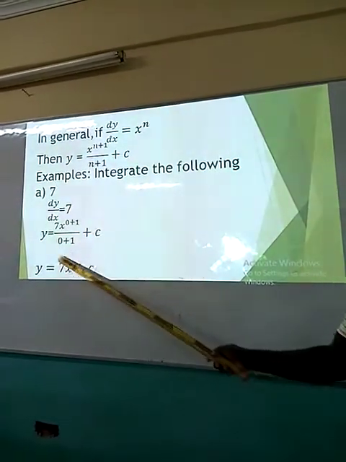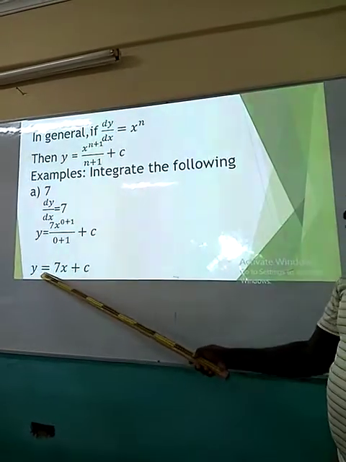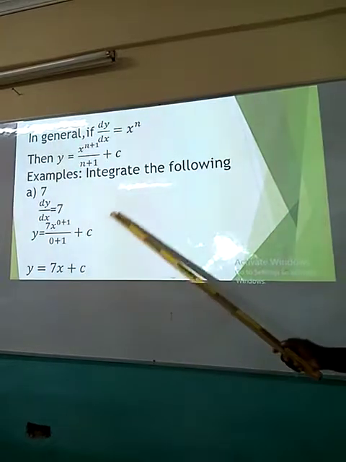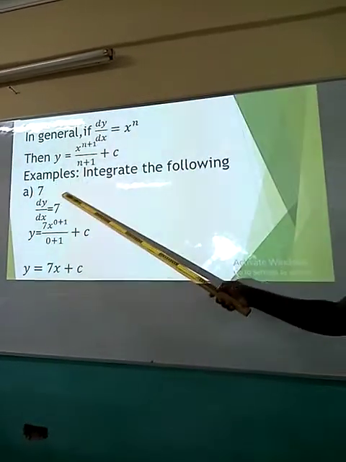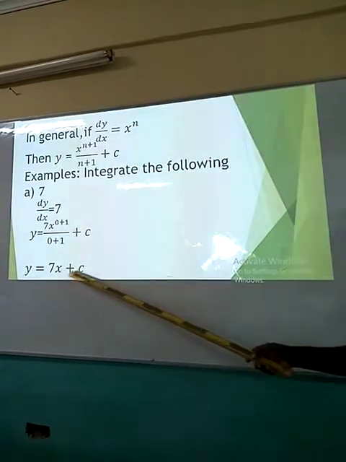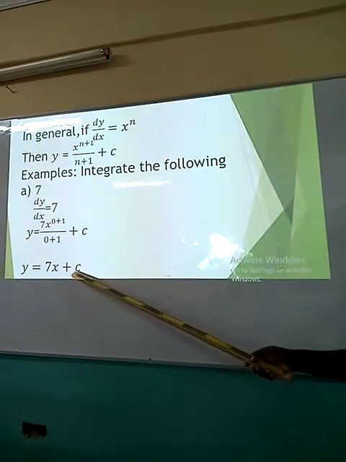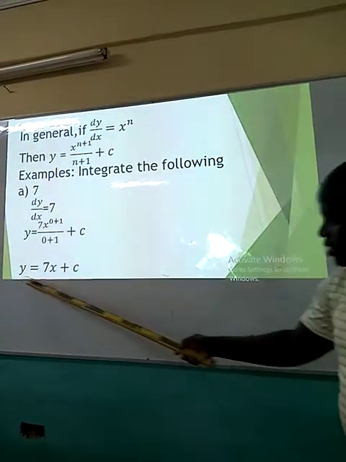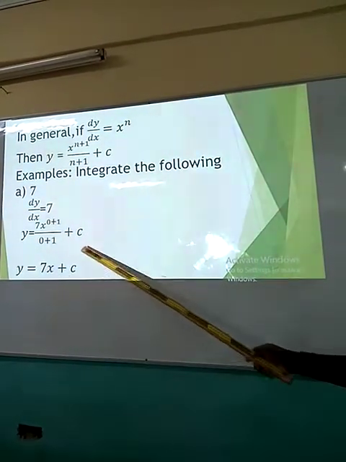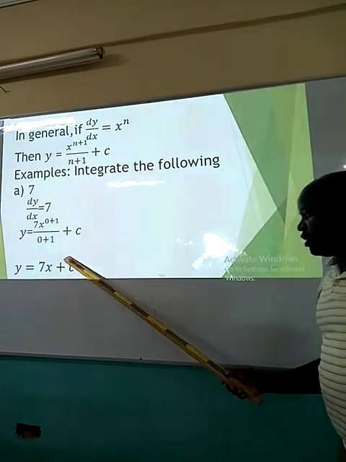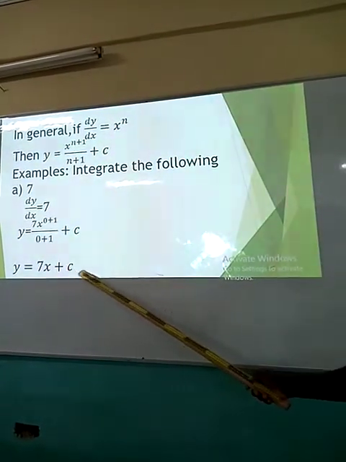When we simplify this, we shall have y is equal to 7x + 7, plus c. So the derived function 7 came from a function of the form y is equal to 7x + 7. And like I said earlier, if you were to differentiate this, you will get that dy/dx is equal to 7 because the derivative of this constant is going to be 0.